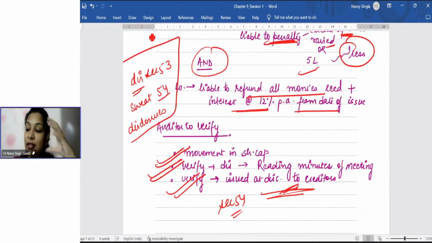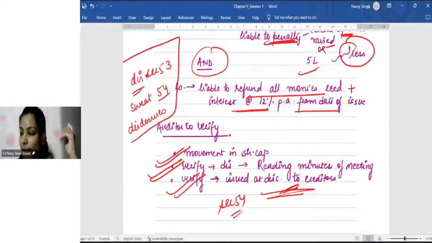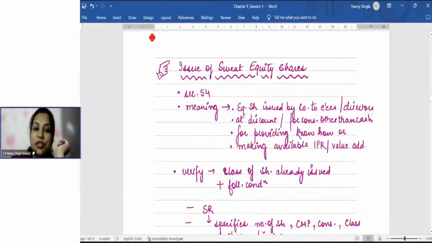In fact, for this chapter, please refer to the BOS knowledge portal if you have the old hard copies. Okay? I told you that on the BOS knowledge portal you will get the recent study material. Darshan, is it clear? That is why Darshan mentions that ma'am, these points are not there in my study material. That is the reason. Immediately open the BOS knowledge portal, download chapter number 9 and study from there. Okay? Is it clear? Now the next topic is section 54 relating to issue of sweat equity shares.